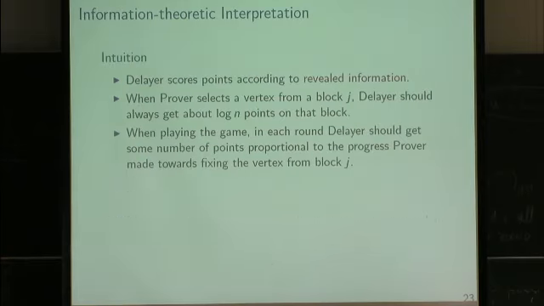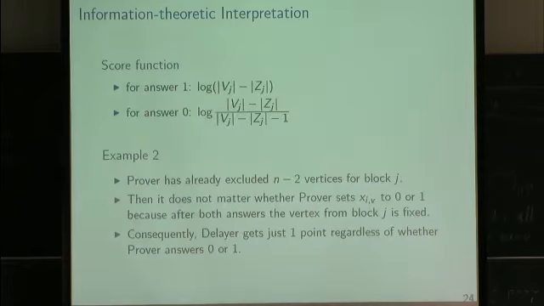points. And in the second example, suppose that we have excluded n-2 vertices already. Then it doesn't matter whether the prover sets the thing to 0 or 1, because after both answers, you know what the vertex is. So either you choose this vertex or the other one. And in both cases, you can see that he gets 1 point, because this is n-2, so log of 2 is 1, and here it is also 1.